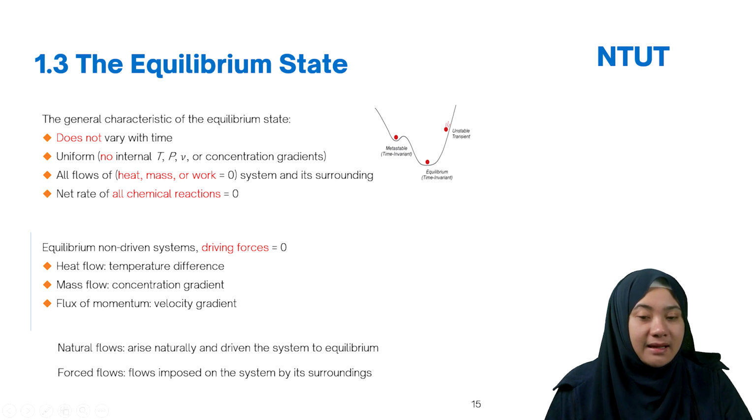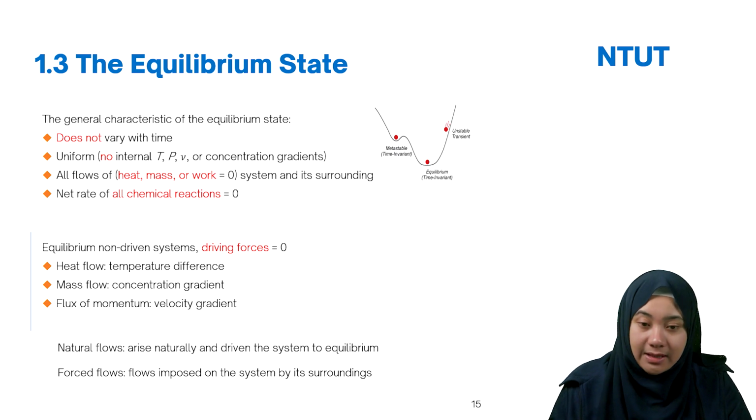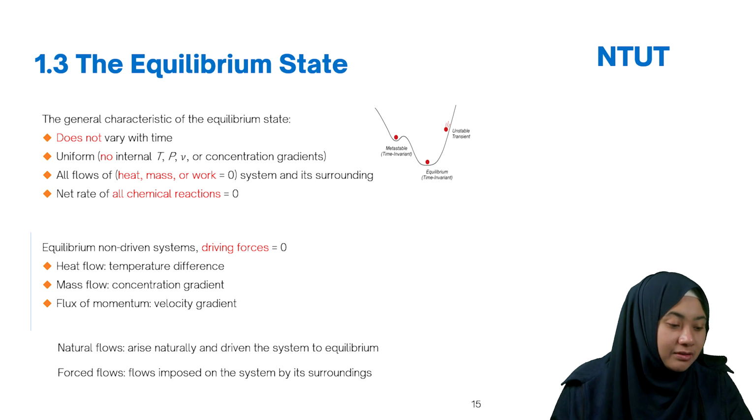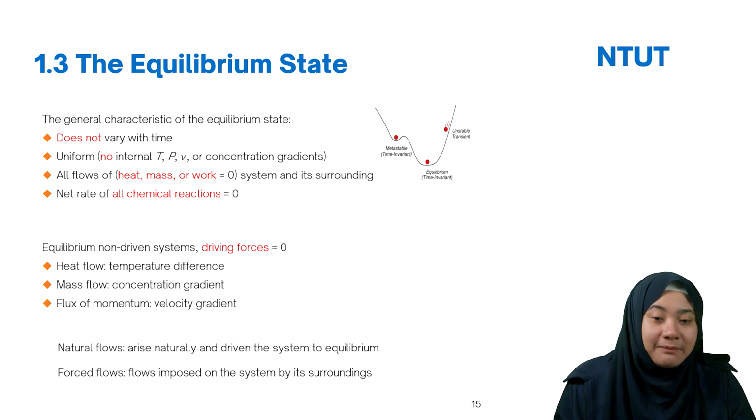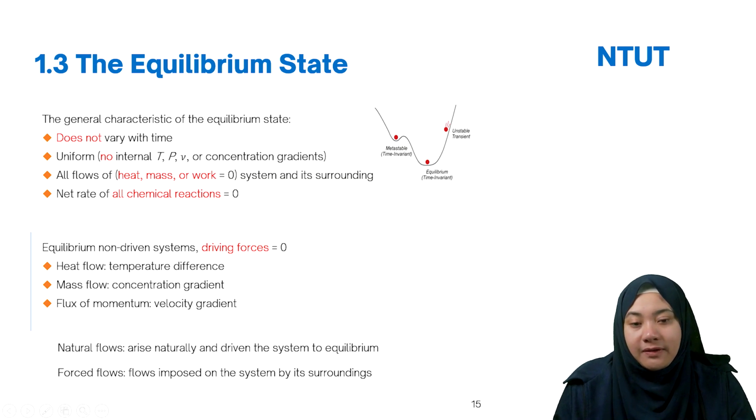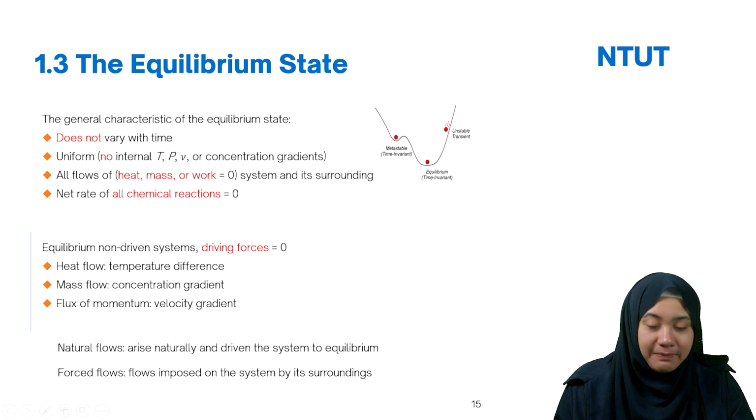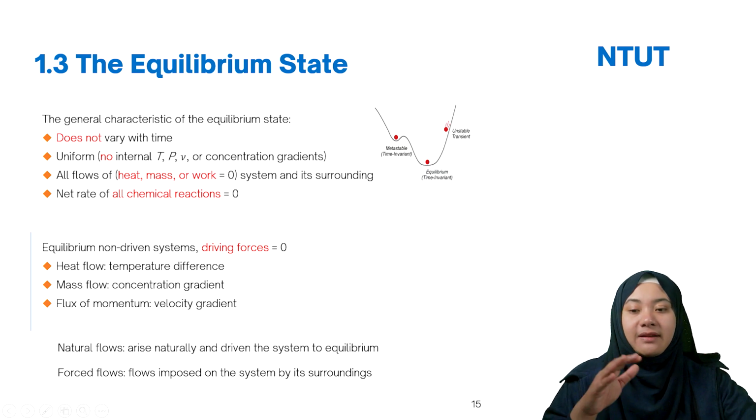It means I did the experiments today and I would like to measure tomorrow. The result will be the same because your system has already reached equilibrium. So we call it time invariant, it doesn't change with time. But if your system is still unstable, of course it depends on time, because it will vary with time.